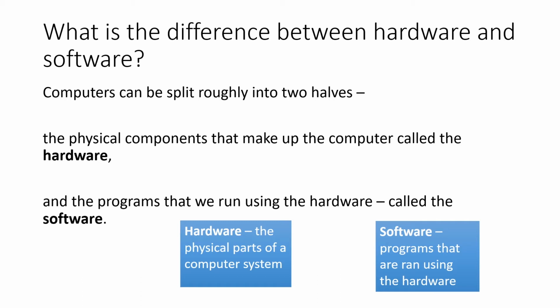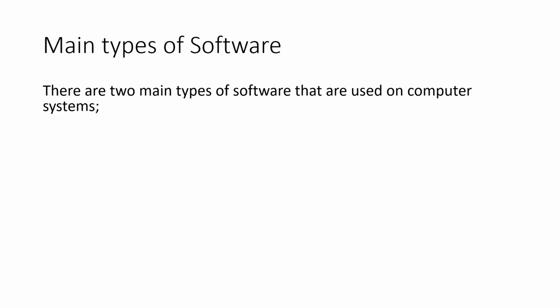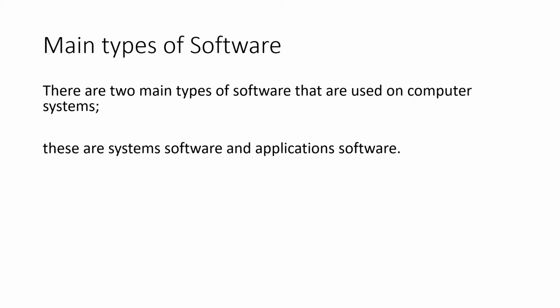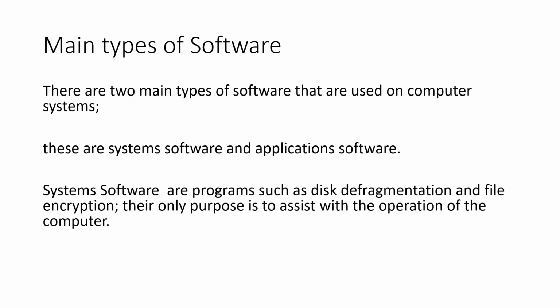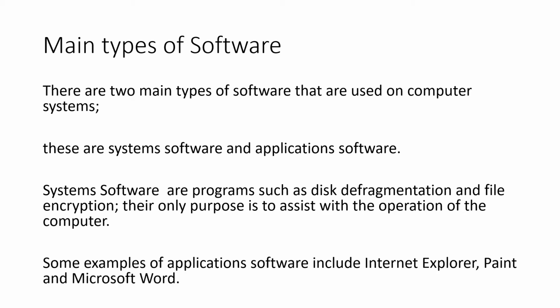Of software, there's two types you need to know about for GCSE, at least in this lesson: system software and application software. System software are programs that do things for the computer. They help with the operation of the computer. They nearly always work with the hardware of the computer. And application software are programs that do things for you, for the user.